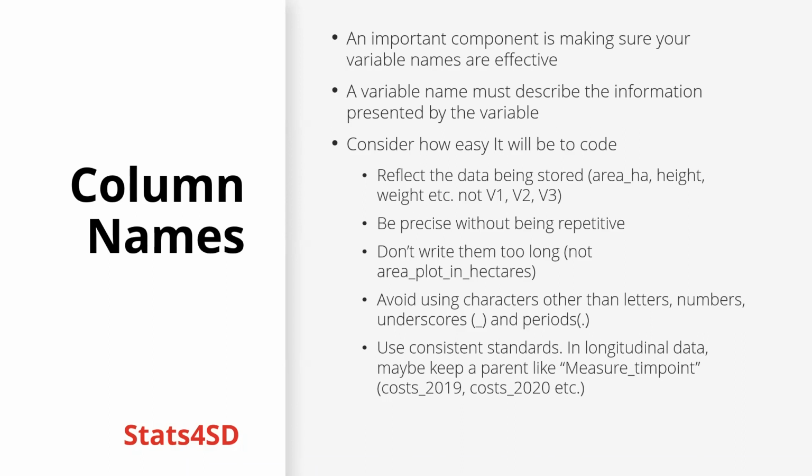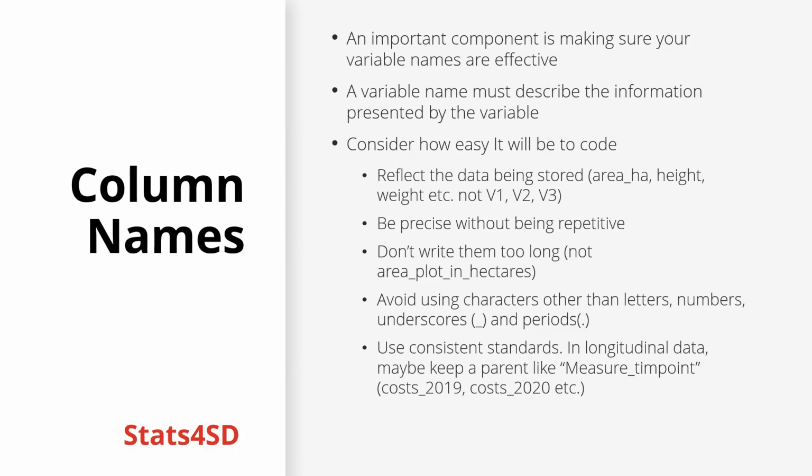Finally, something that's also very important when it comes to column names is using consistent standards. So, for example, say you have some longitudinal or repeated measure data. Sorry, I just noticed a typo there. Maybe keep a pattern, is what I should say, not parent, like measure_timepoints. That's another typo.